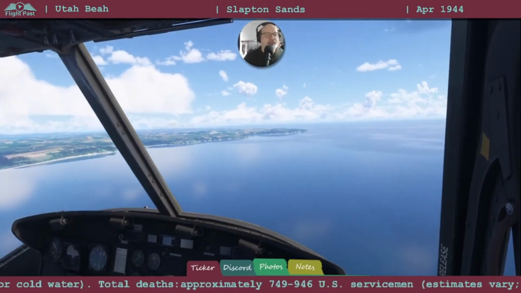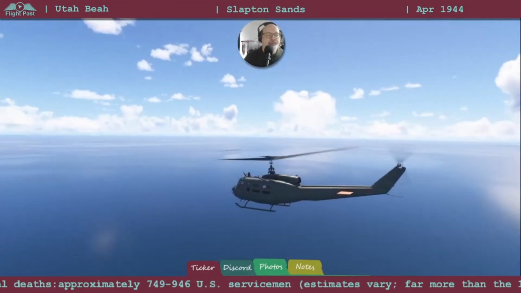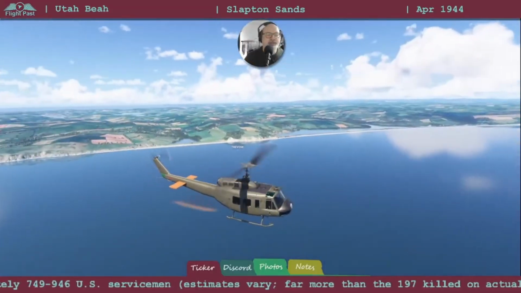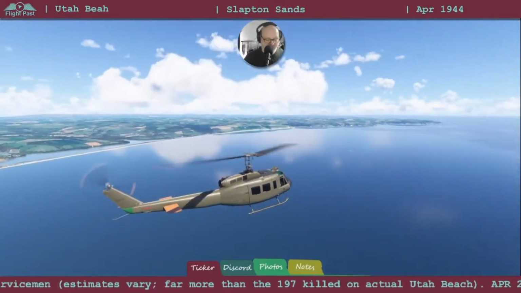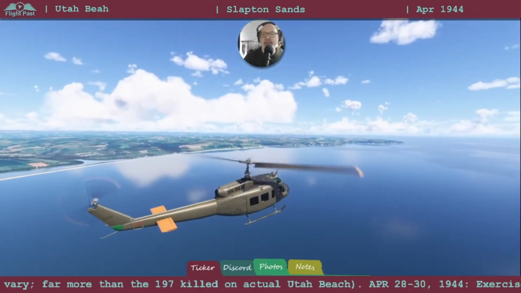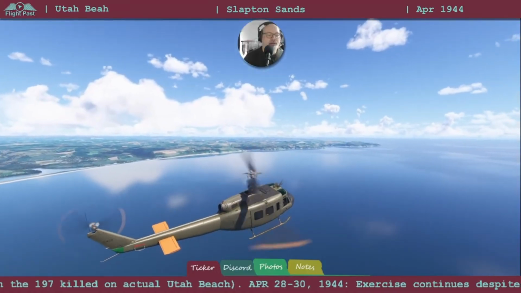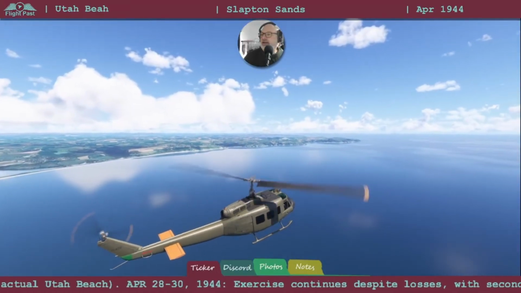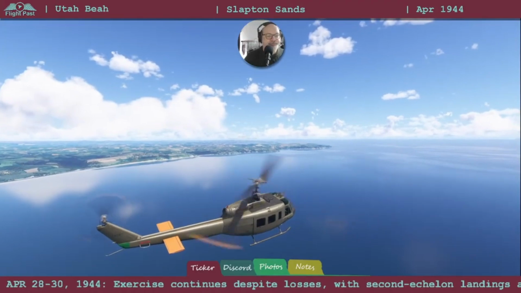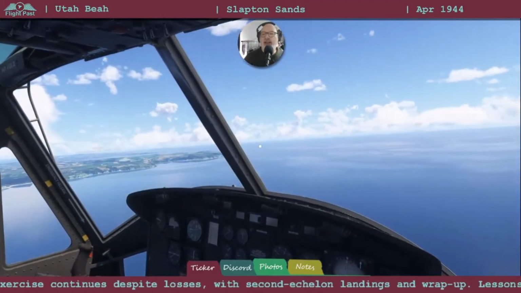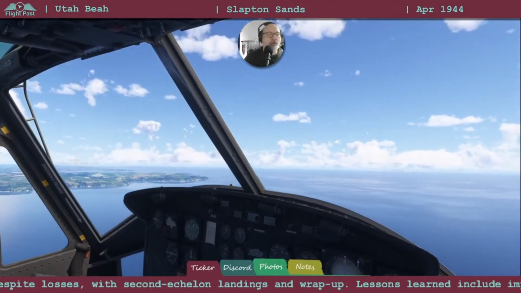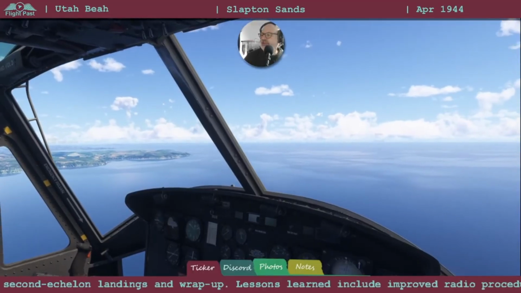Okay, so that is Slapton Sands. So let's head over now. Let's have a little break. I will grab a glass of water, and we will come back and we'll talk about Utah Beach itself.